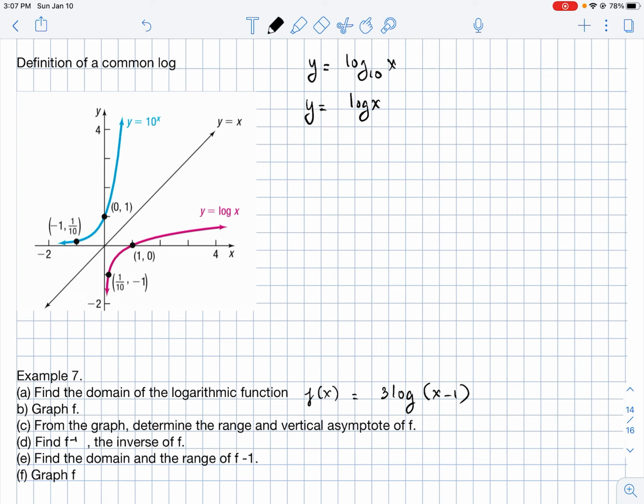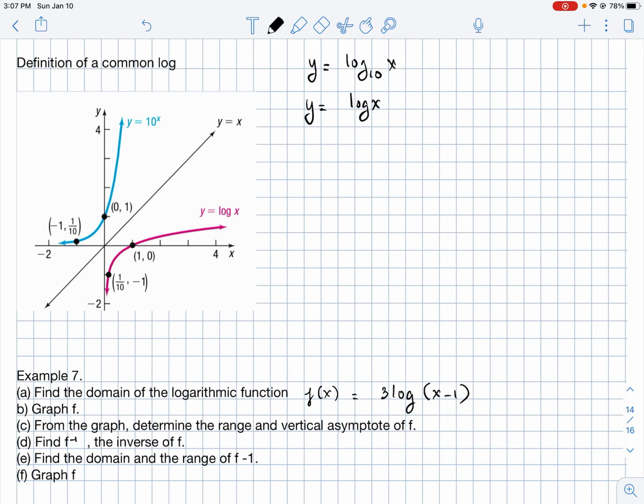Definition of the common log. y equals log base 10 of x. We can write log of x without the base, and we will understand that it is base 10. From the graph, you can see that they graph log base 10 of x in the pink color, and in the blue color y equals 10 to the x. They are symmetrical with respect to y equals x.